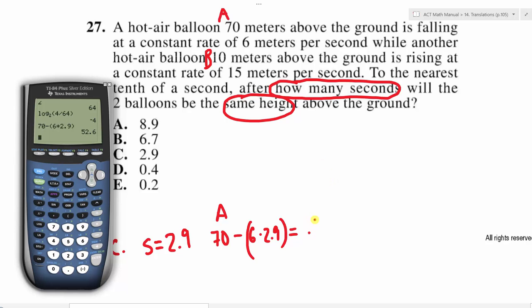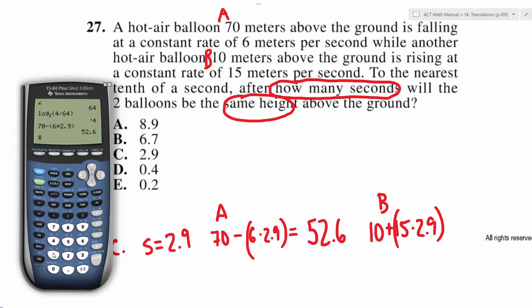So that balloon is at 52.6 meters, and then balloon B at 10 meters and rising at 15 per second, and we're going 2.9 seconds. So I would do 10 plus 15 times 2.9. I'm going to put that in parentheses just to be safe. 15 times 2.9. And look what I get. I get 53.5.